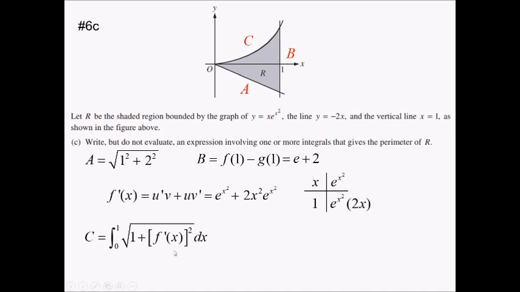All right, now for perimeter as promised, we're just going to do A plus B plus C. And this satisfies what they wanted. They wanted an expression with at least one integral expression. Check. So yeah, we're done.